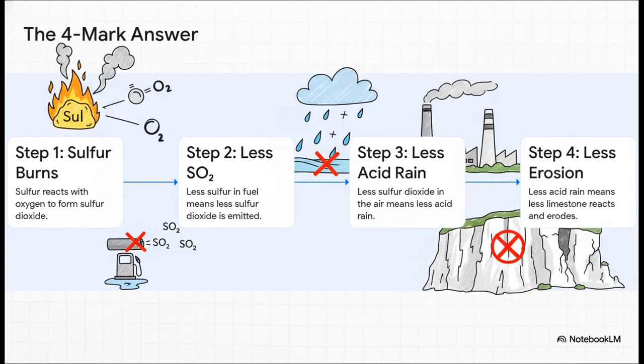And this slide lays out that whole cause and effect chain perfectly. The mark scheme breaks it down into 4 crystal clear steps for a perfect score. You start with the sulfur burning, which leads to sulfur dioxide pollution, which leads to acid rain, which finally reacts with and erodes the limestone. You see how each step logically follows the last?